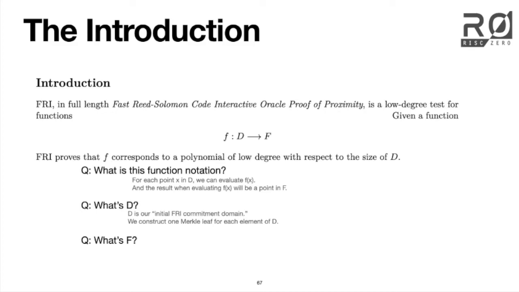D is our initial commitment domain. This is the size of our Merkle tree. We construct one Merkle leaf for each element of D. And F is where we do our arithmetic. So it was Baby Bear, it's going to be Goldilocks. I guess it's going to be field agnostic.